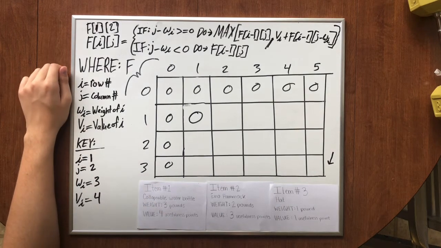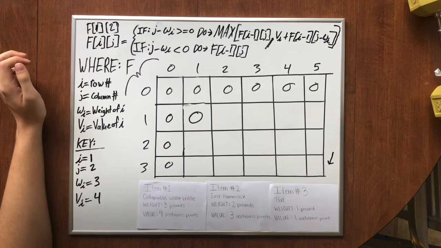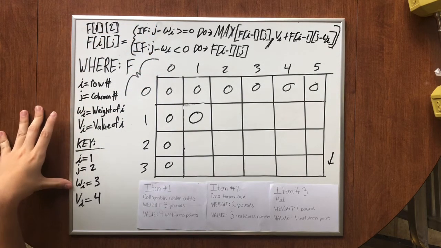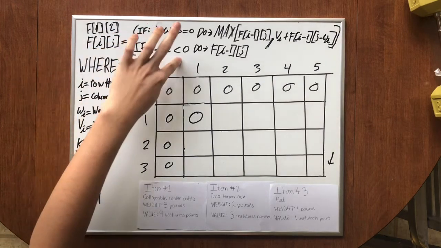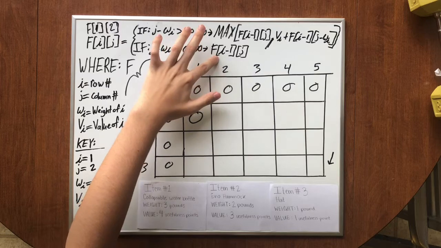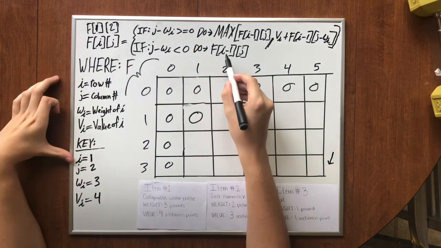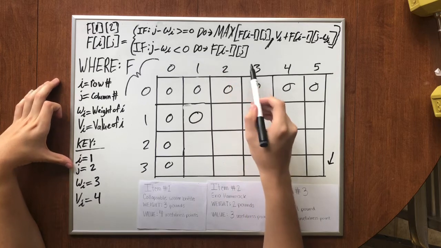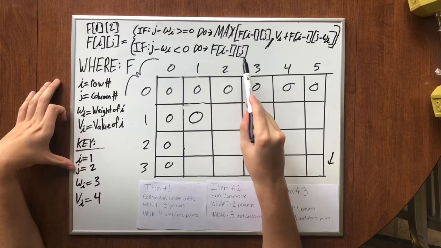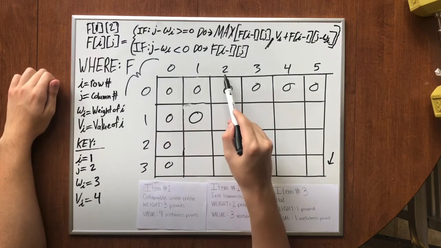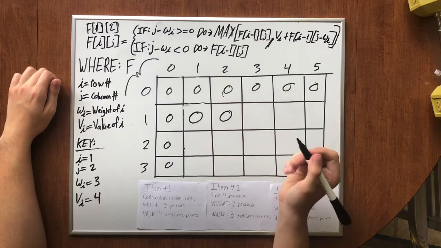Okay, so first we need to figure out what J minus WI is. J is 2, WI is 3, so we have 2 minus 3, which is negative 1. So negative 1 is less than 0, so we follow the same formula that we did for this box. So I is still 1, so 1 minus 1 is 0. J is 2 now. So we're going to put whatever is in f of 0 of 2. F of 0 of 2 is a 0. So we're going to put a 0 in this box as well.